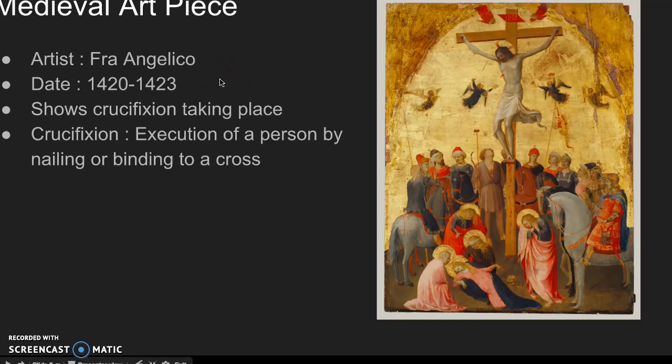between 1420 and 1423. This painting clearly shows a crucifixion taking place, which by definition is the execution of a person by nailing or binding to a cross, which you can see here. In the center of the painting, being crucified, is Christ, surrounded by what seems to be some sort of holy angels, people that seem to have inflicted this pain, and women on the bottom that seem to be wearing halos.